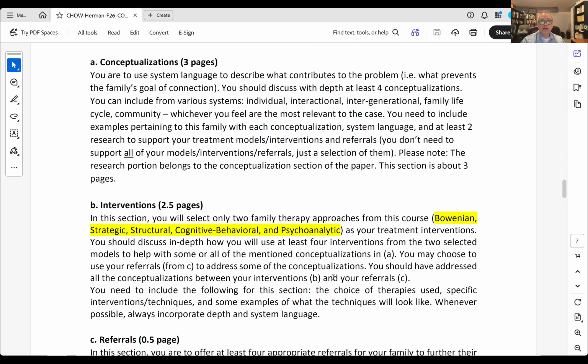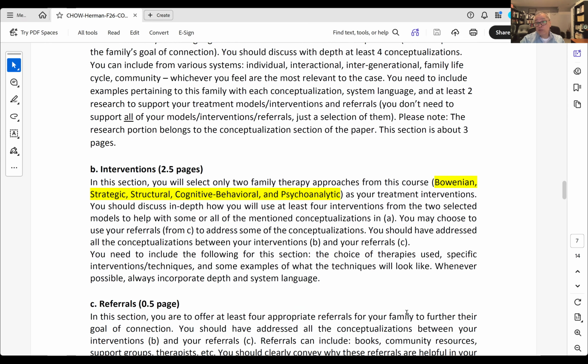And you need to include the following for this particular section. You need to include what are the two therapies that you've chosen. What are the specific interventions or techniques that you have decided to use? So at least four, right? And also some examples of what the technique would look like. So make sure that you give specific examples of the techniques. Don't just say, I'm going to ask process questions from Bowen. Well, what kind of process questions for this particular family are you going to ask?